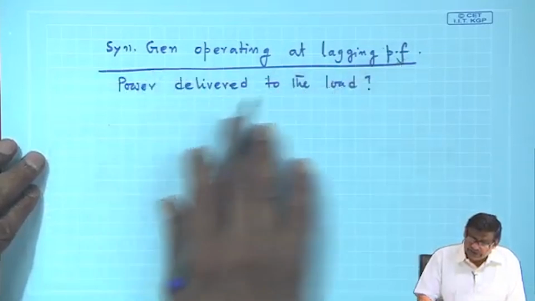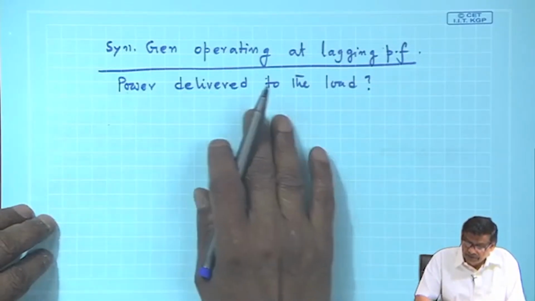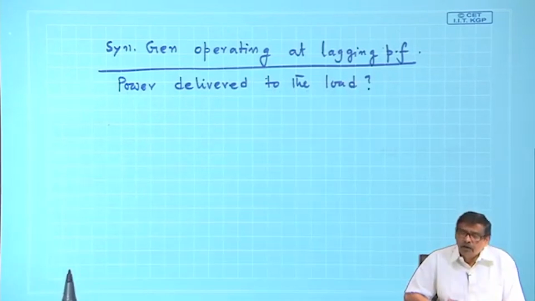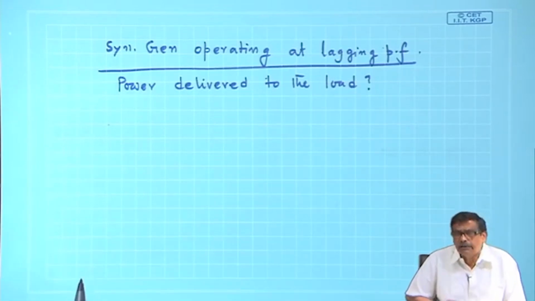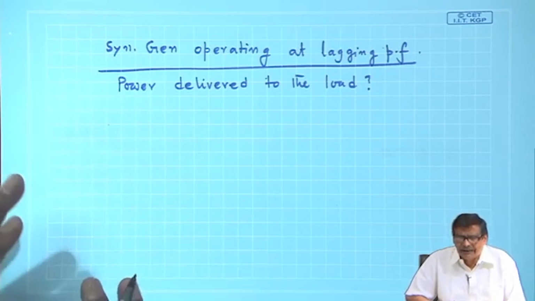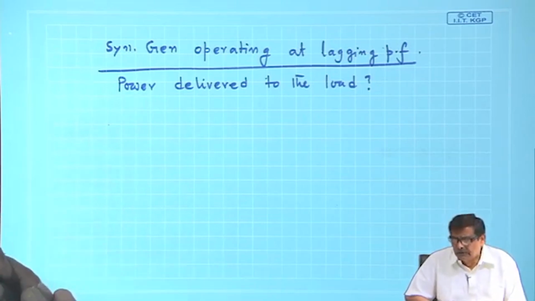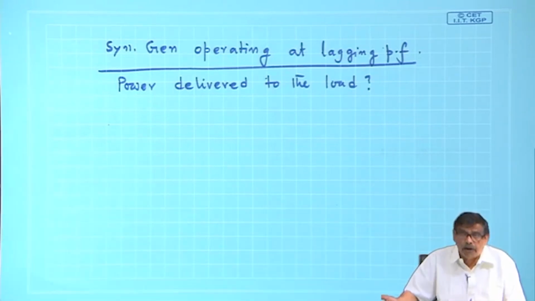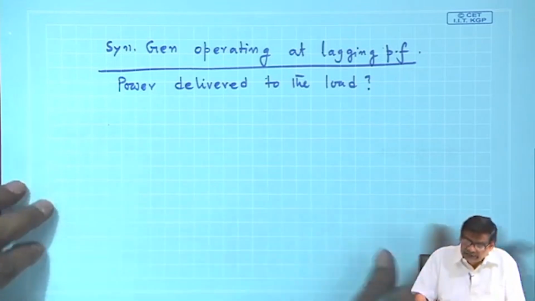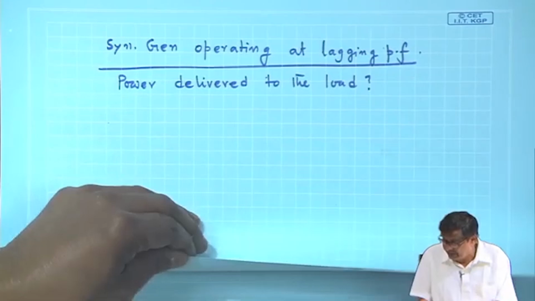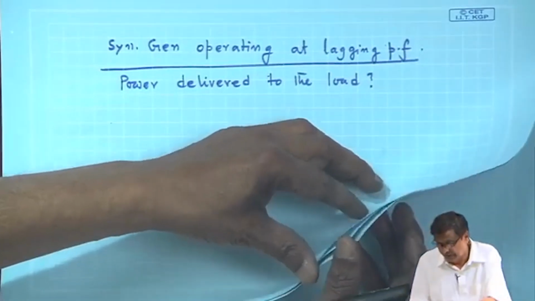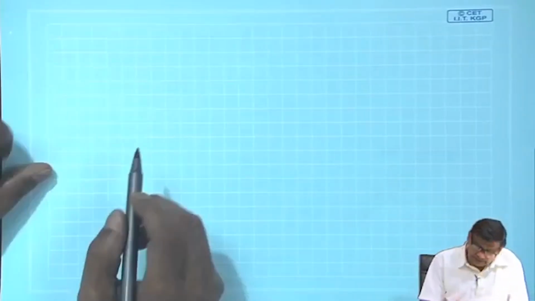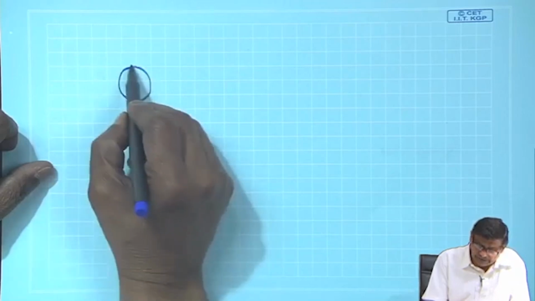So, for a synchronous generator operating at lagging power factor, I want to find out the power delivered to the load. While calculating the power, we will calculate the total complex power in one go. I mean, nothing like calculating how much real power it is delivering, and then separately calculating how much reactive power it is delivering. For that, this knowledge is only necessary, which I will first tell, then I can go very fast to calculate the power delivered.